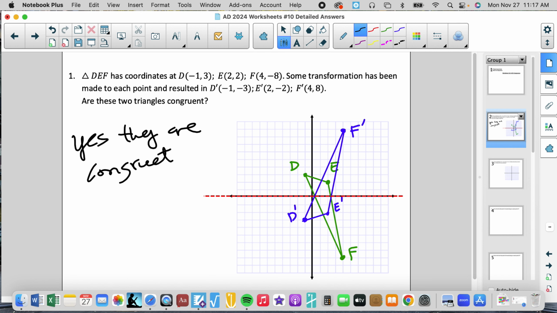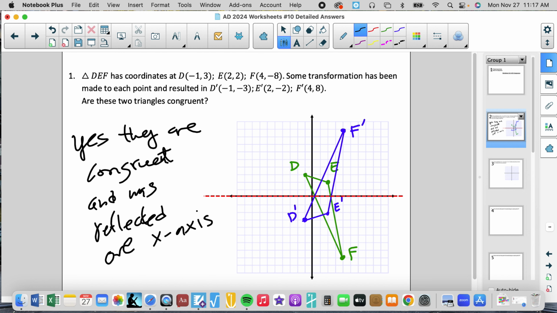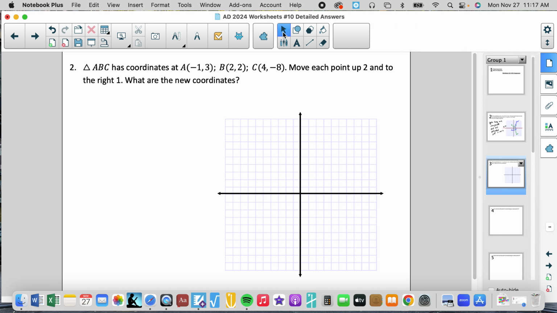Congruent, and was reflected over the x-axis. Or if we had to write an equation for this line, that line would be y equals 0. It was reflected over y equals 0. If you want to get really technical, that line can be written as y equals 0. I don't know if you have to go into that much detail, but we'll see.